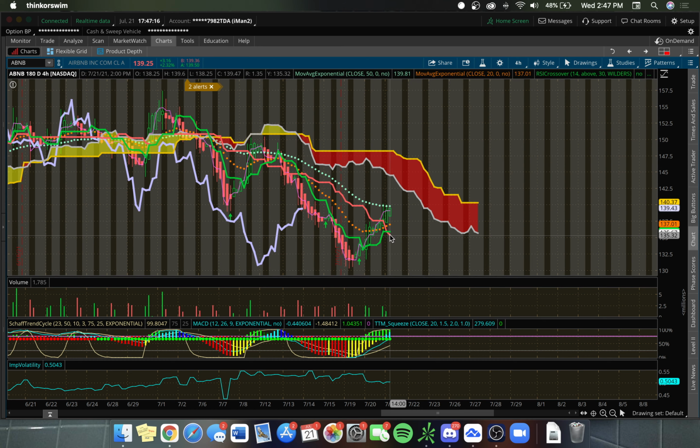I bought calls on that too. I think I barely didn't get destroyed. It went up to like 700 on the dot. Yeah, it was a crazy candle. That's a crazy candle right there.